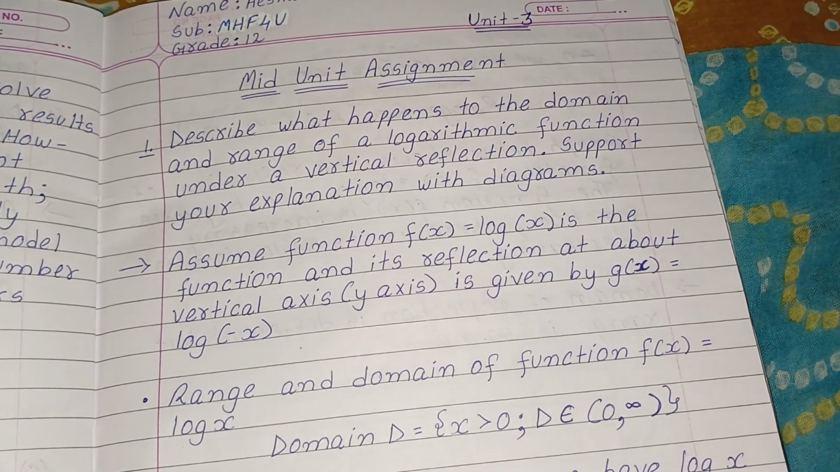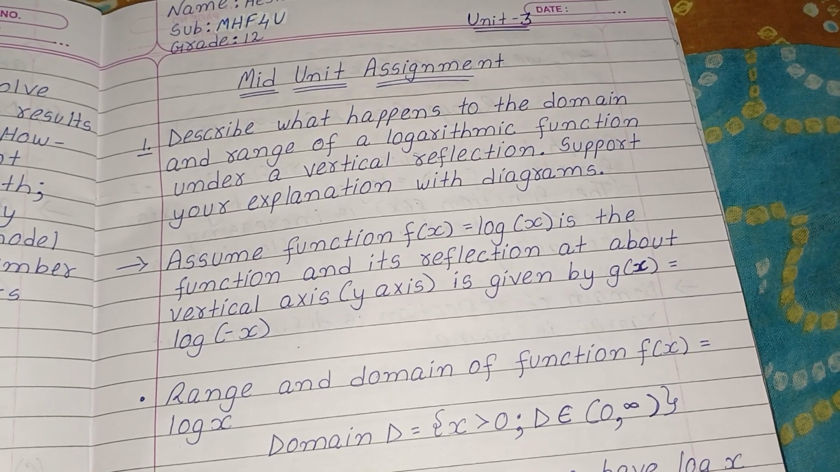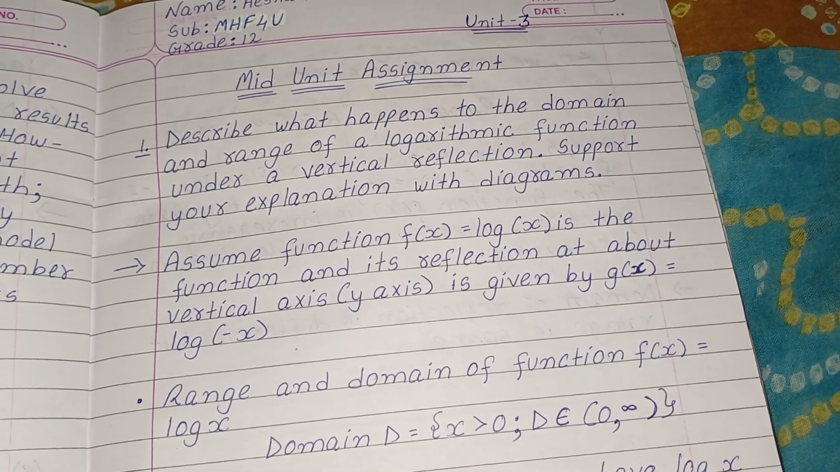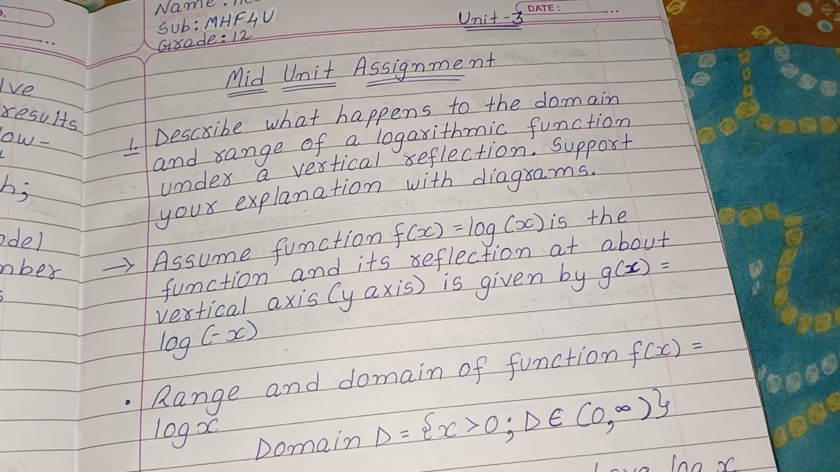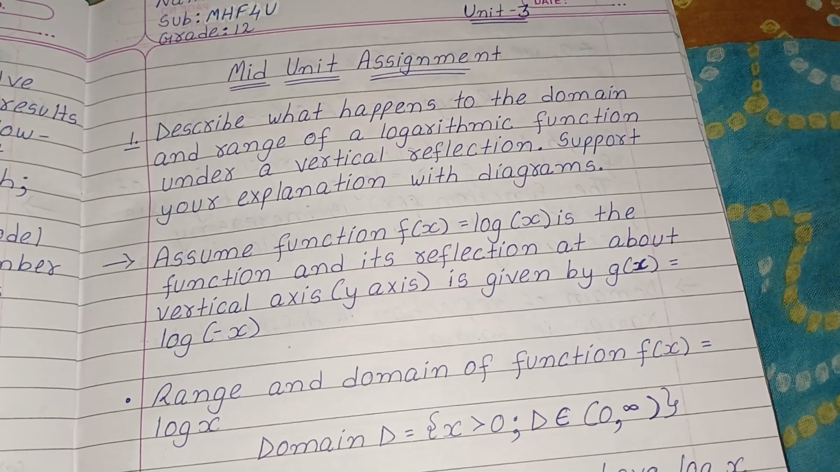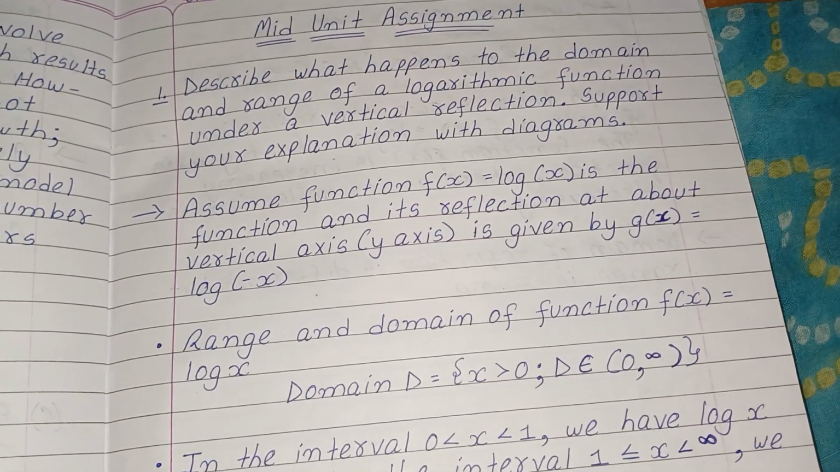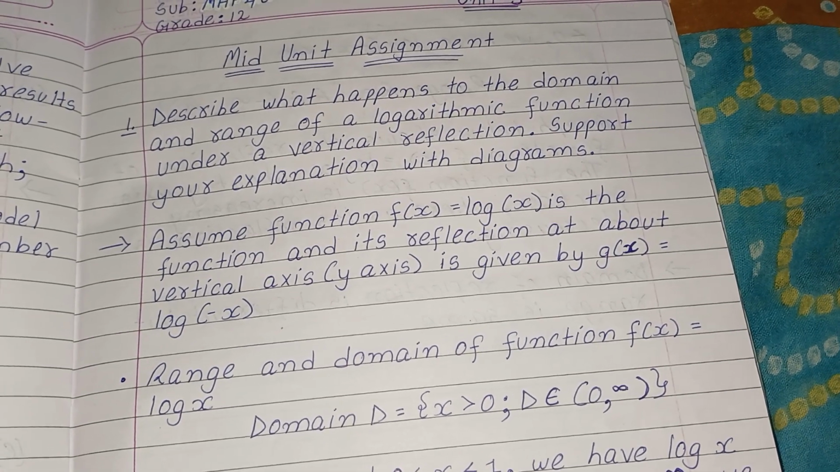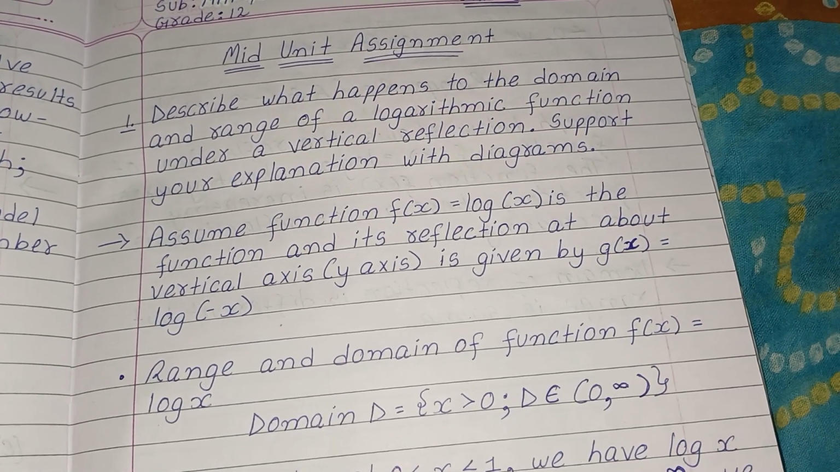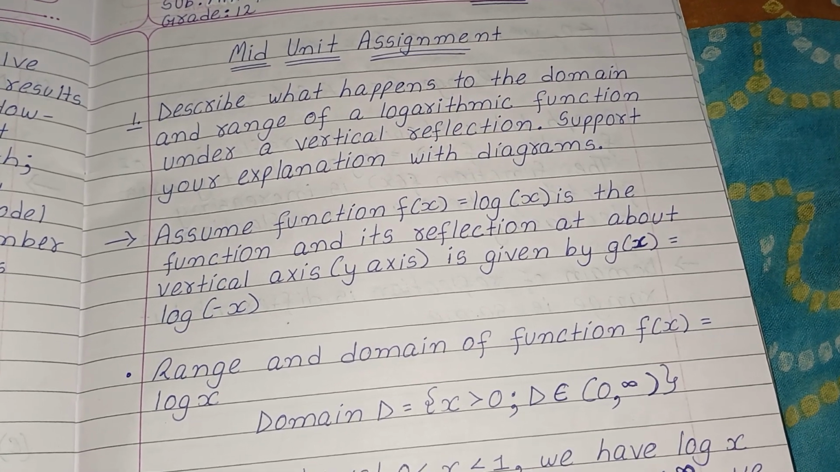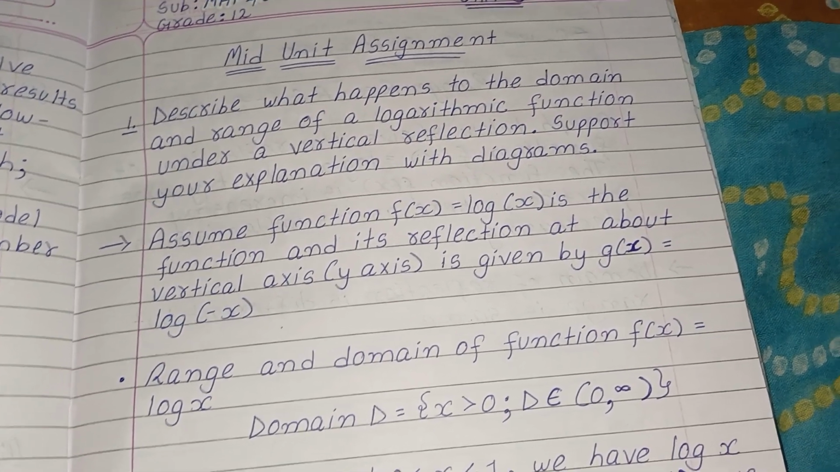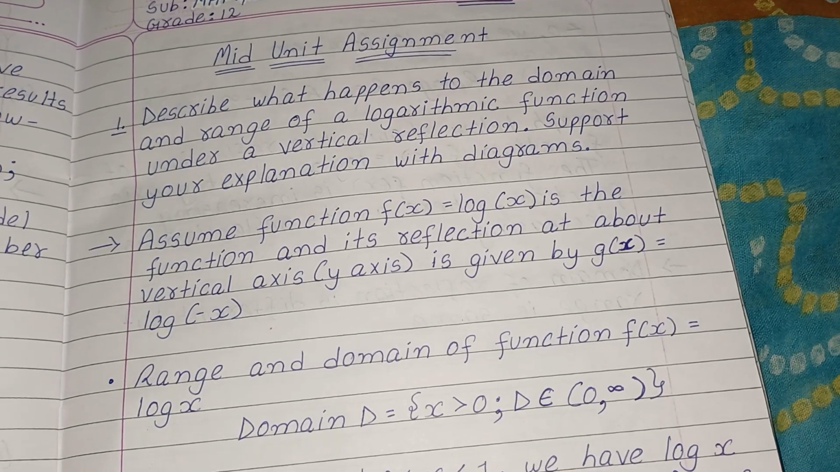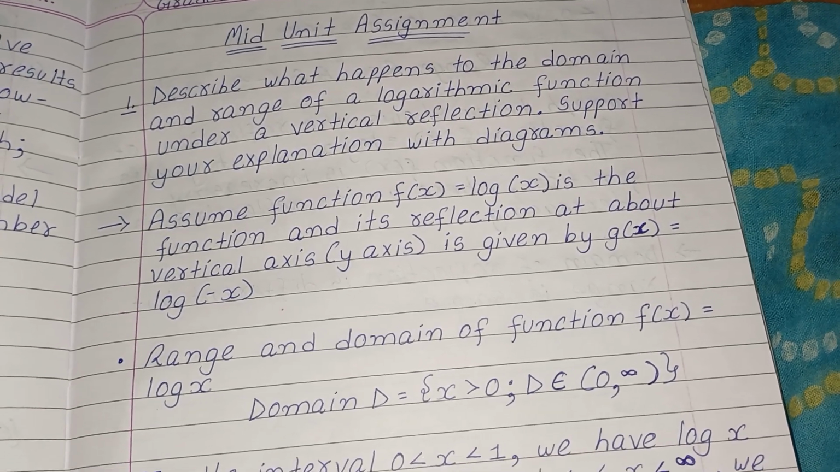My first question is: describe what happens to the domain and range of a logarithm function under a vertical reflection. Support your explanation with diagrams. Here, first we assume the function f(x) = log x, and its reflection about the vertical axis, that is the y-axis, is given by g(x) = log(-x).